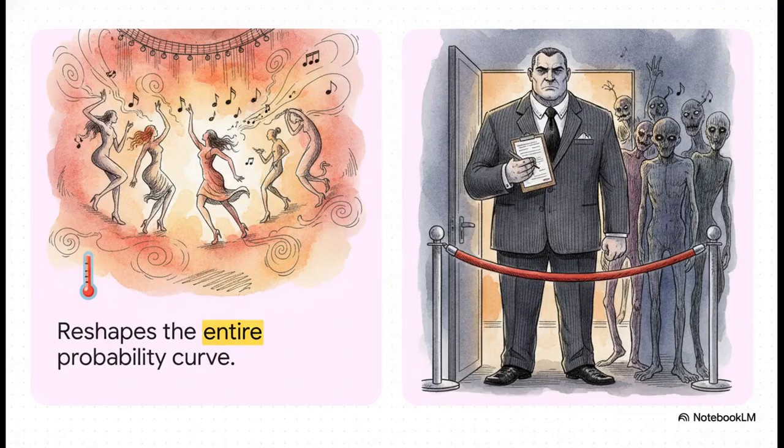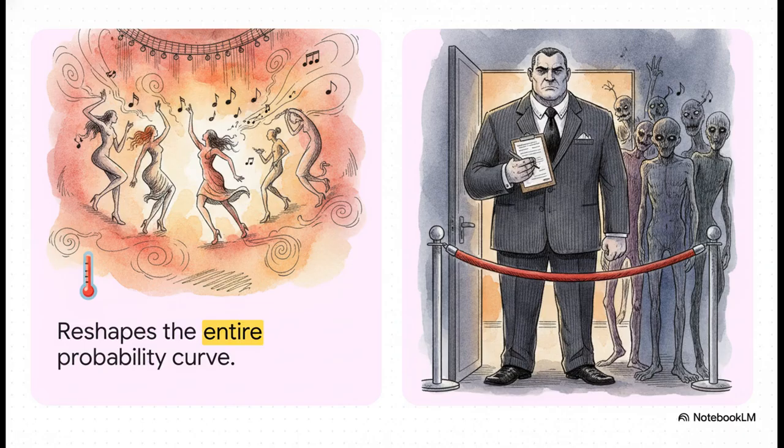Both settings solve the repetition problem, but they do it from entirely different angles. Think of the AI's vast vocabulary as a crowded nightclub. Temperature, as we've learned, turns up the heat and gives everyone in the entire club an equal chance to hit the dance floor, fundamentally changing the shape of the whole room.